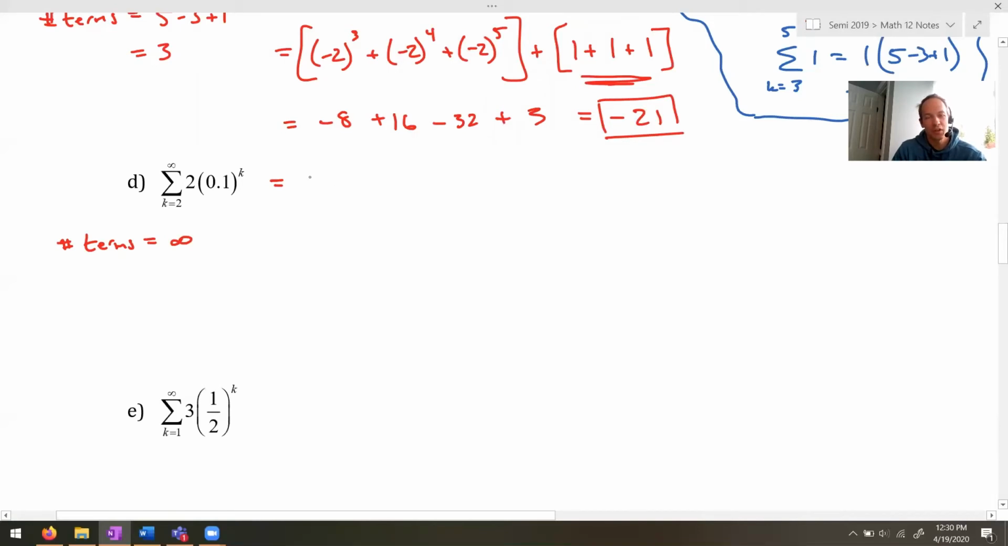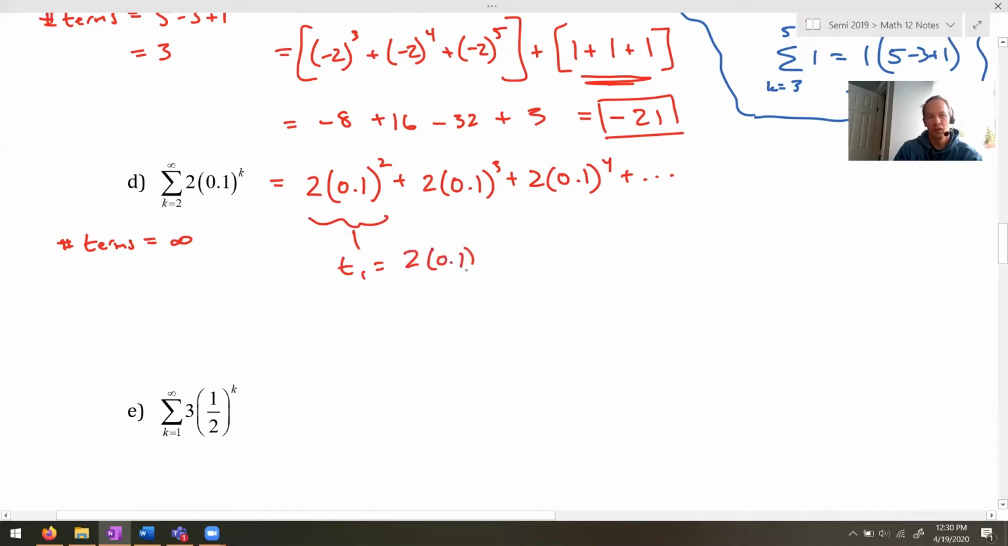So we'd start by writing this out. We'd write 2 times 0.1 to the power of 2, and then this would be plus 2 times 0.1 to the power of 3, going on forever. So we have an infinite sum. What we can see here is this is T1. T1 is equal to 2 times 0.1 squared.